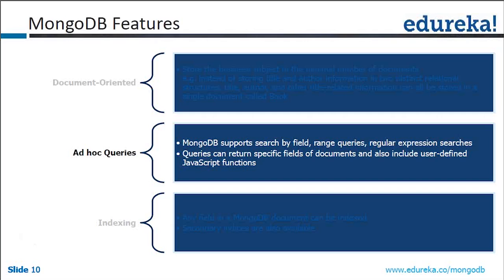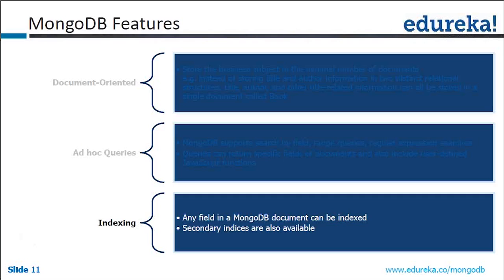And next is ad hoc queries. It supports search by field, range queries, regular expression searches. So these are pretty common features for a persistent technology, so to speak. You can search by field. There are range queries available. Regular expressions are available. Okay. And also you can project some of the things that you want. Okay, instead of a select star, you can confine your query, or your return statement, with some fields what you want.